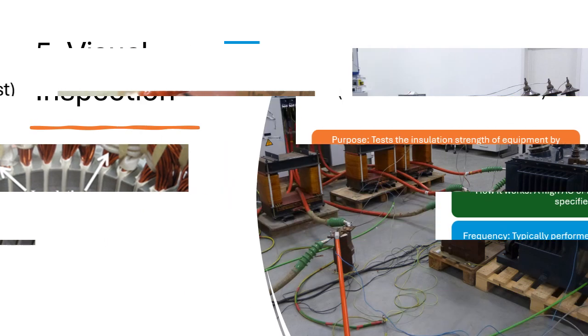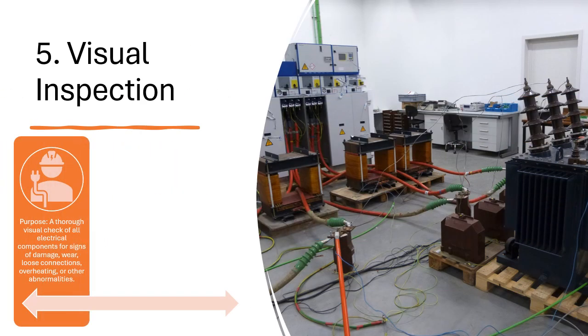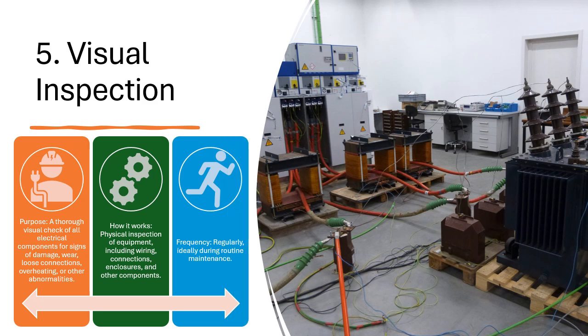5. Visual inspection. Purpose: a thorough visual check of all electrical components for signs of damage, wear, loose connections, overheating, or other abnormalities. How it works: physical inspection of equipment, including wiring, connections, enclosures, and other components. Frequency: regularly, ideally during routine maintenance.